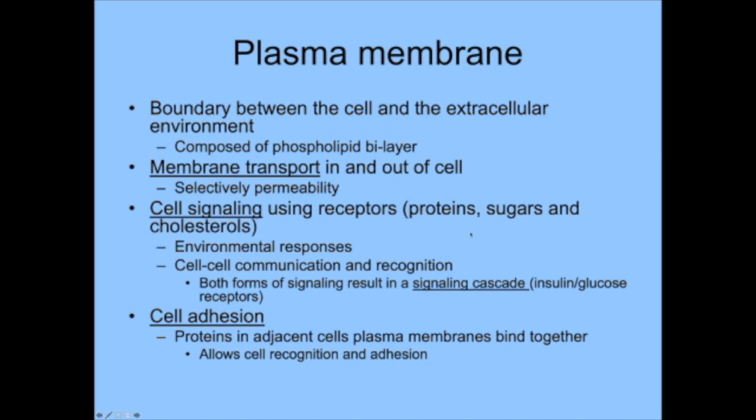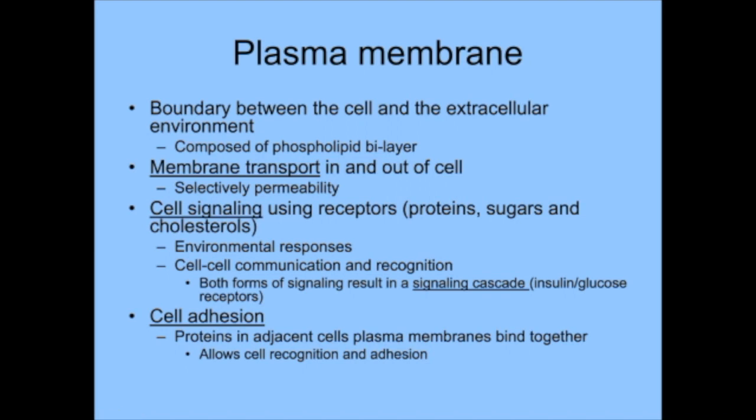In cell signaling, which is chapter 9, we're going to spend some time on that. We have a big assignment on that. The plasma membrane plays a major role. It's where all of the receptors are found for our cells to recognize what's going on in the outside. These receptors can be made out of proteins, sugars, and cholesterols, oftentimes in multiple combinations. And cell signaling is used for environmental responses. It's also used so our cells can communicate with each other.